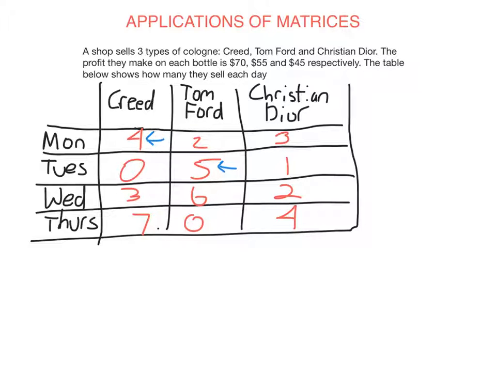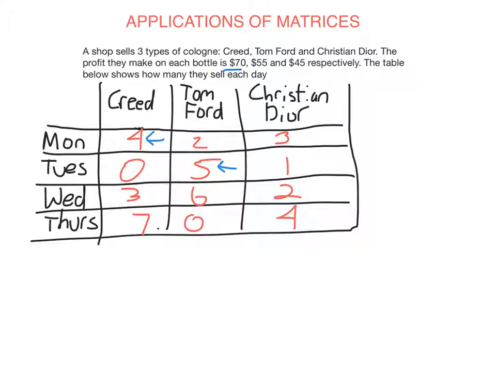made each day. Now you're very intelligent people, so you're probably thinking, well, okay, this is pretty simple. I could just add up the number of Creeds, multiply by 70, because they made $70 profit per bottle. Do the same for Tom Ford, multiply by 55. Do the same for Christian Dior, multiply by 45. Now, of course, you could do that, and that'd be quick.